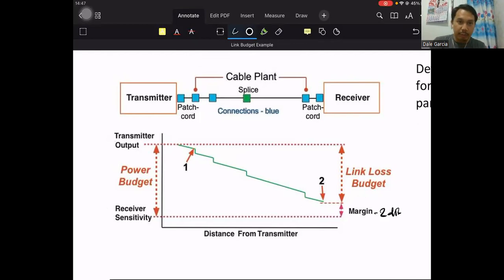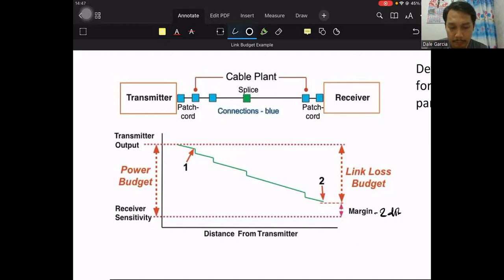Now, we all know, with dB, calculations are either plus or minus. So plus for amplification or gain, and minus for losses. Multiply and divide only when converting from dB to milliwatt or milliwatt to dB.